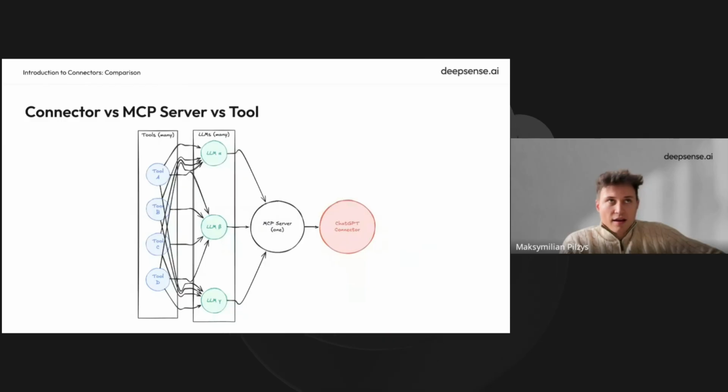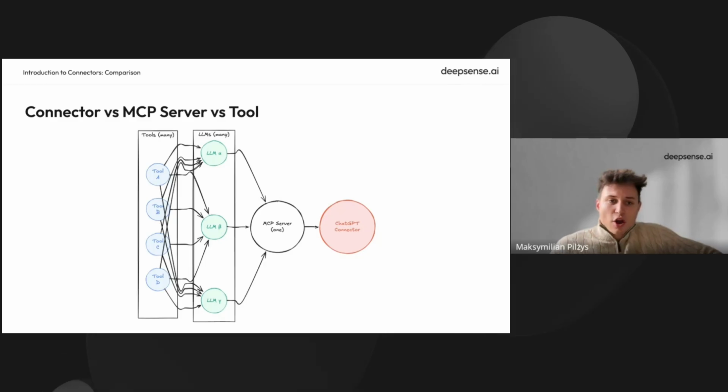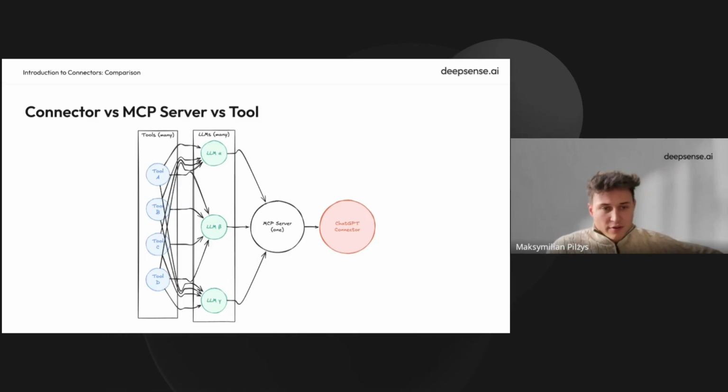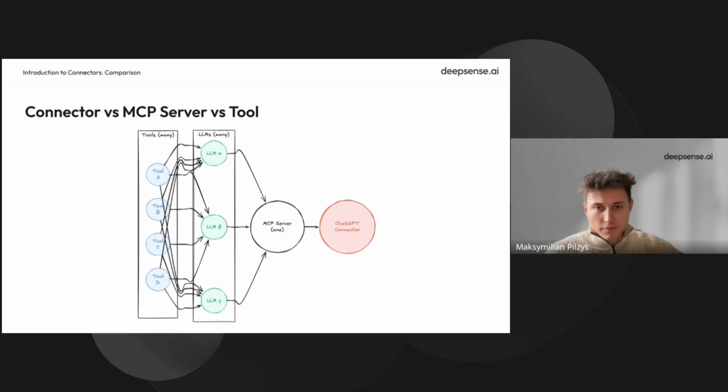We can picture it much better looking at this diagram. As you can see, we can have many tools used by many LLMs, but within our ChatGPT connector context, we can use only one MCP server that gives ChatGPT all of the capabilities of the before mentioned LLMs and tools.